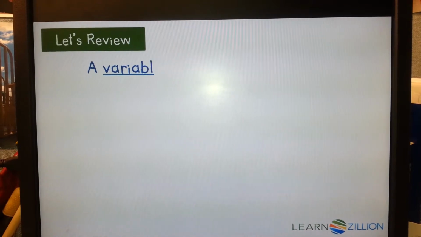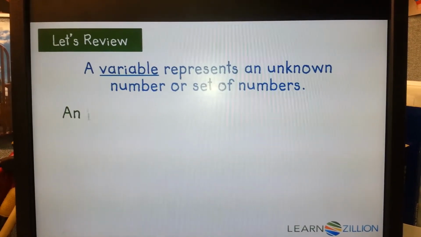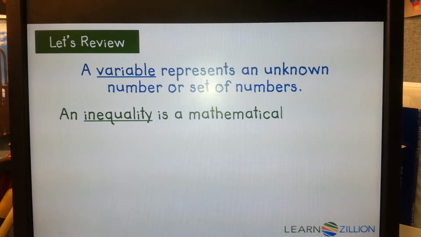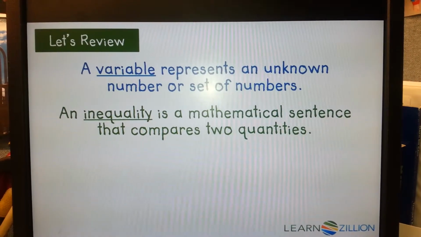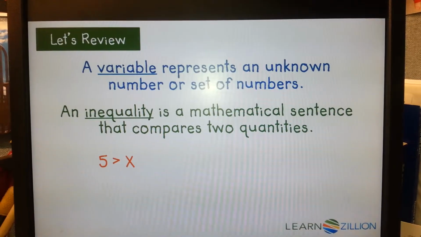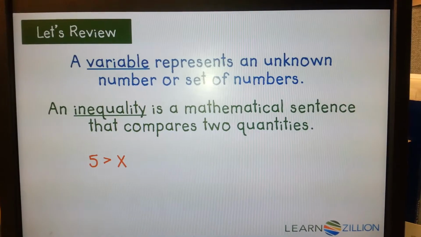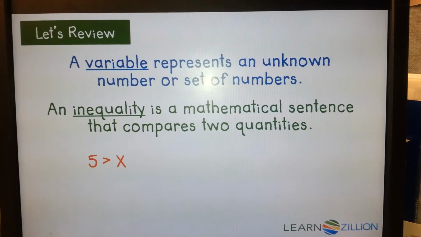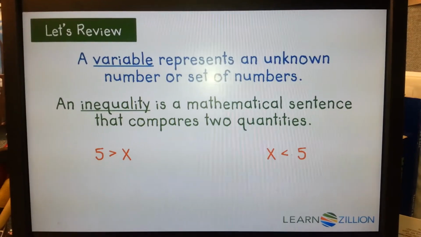Let's review. Here's some vocabulary. A variable represents an unknown number or set of numbers. An inequality is a mathematical sentence that compares two quantities. Here we have the inequality 5 is greater than x. This inequality is comparing our unknown set of numbers, or x, to 5. 5 is greater than x is the same as saying x is less than 5.